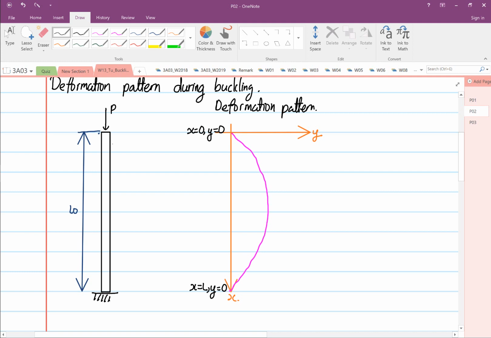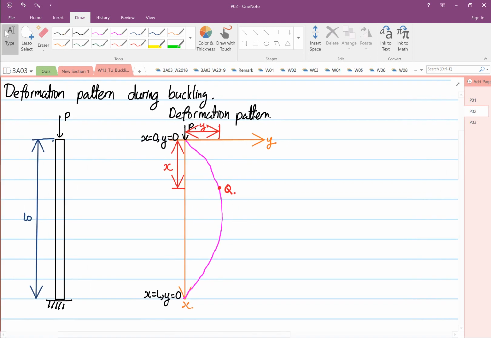Our load P is still applied down here. If we pick any point Q, let's say over here, then we have a distance from here to here, which will be my x value, and then we have another value over here, approximately eyeballed, which will be y. So this is the deformation that you see down here.